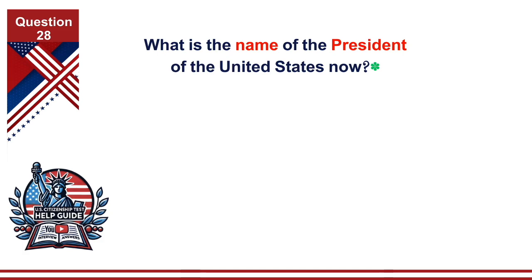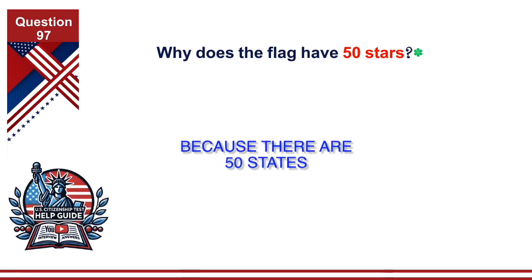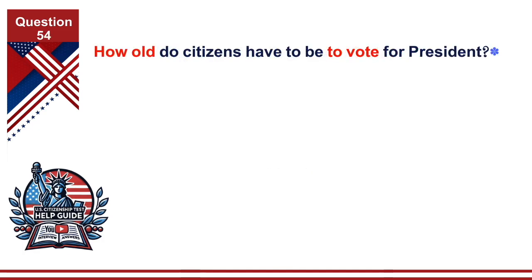What is the name of the President of the United States now? Donald Trump. Why does the flag have 50 stars? Because there are 50 states. How old do citizens have to be to vote for president? 18 and older.